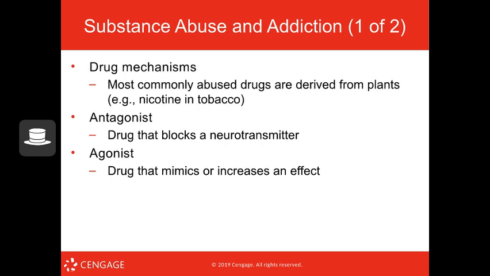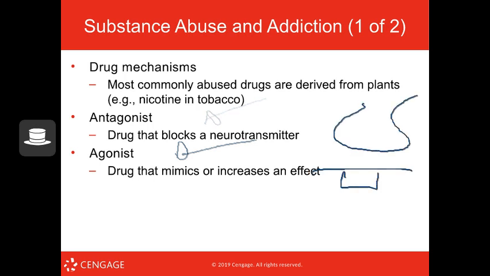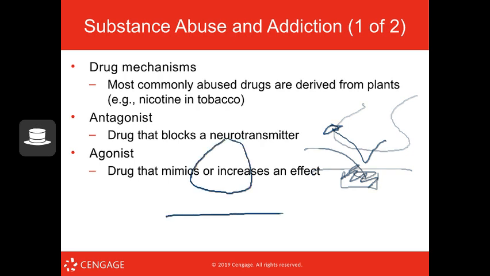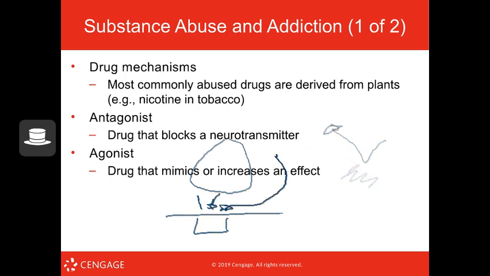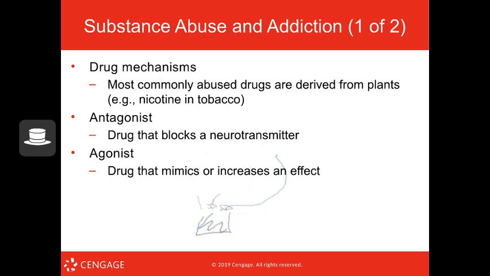Now, there are two types of drugs that we're going to talk about right now. One is an antagonist, and that is a drug that blocks the neurotransmitter. Then we have agonists that mimic the effect or increase the effect of a specific neurotransmitter. If you remember our receptor sites, an antagonist will go in and block the receptor site so that the neurotransmitter can't go in. An agonist, on the other hand, will go into the synapse and mimic the effect of the neurotransmitter. So it's like you have more of that neurotransmitter available. It's mimicking that effect.